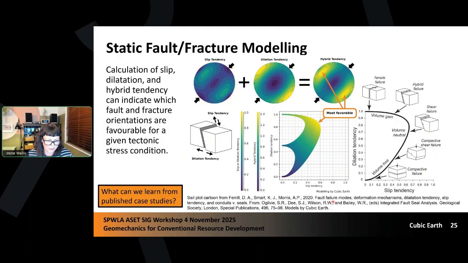There's a nice paper by Farrell and others that describes this process based on outcrop observations, where you see on the stereoplot we've plotted this most favorable zone here. That's where you get this hybrid failure, where you've got some dilation, or shear failure, where the asperities or the roughness on the surface of the fractures, or mineralization in it, is enough to self-prop, and then you get sustained open fractures.